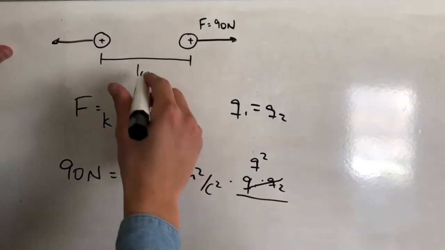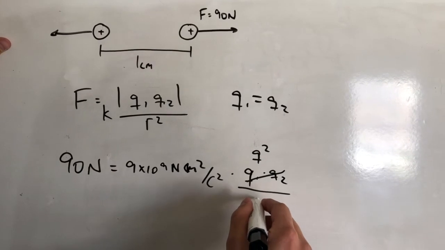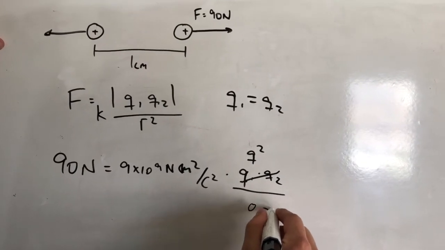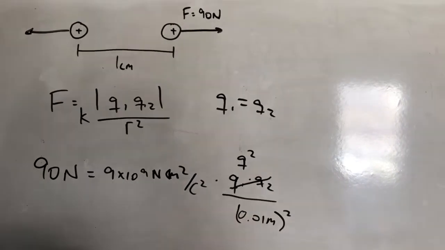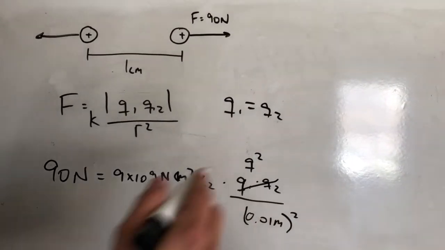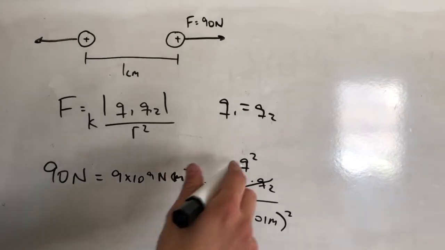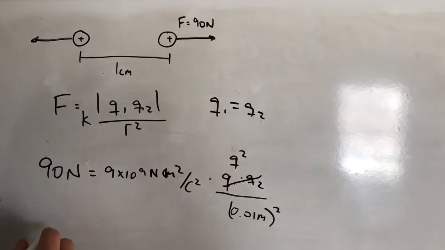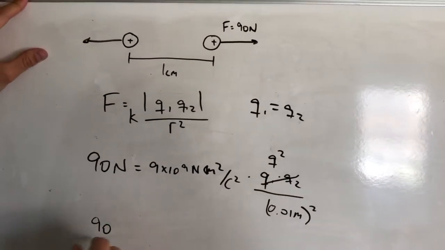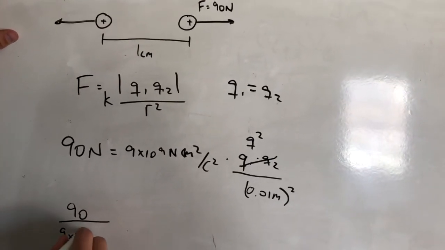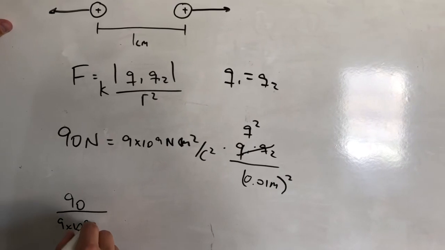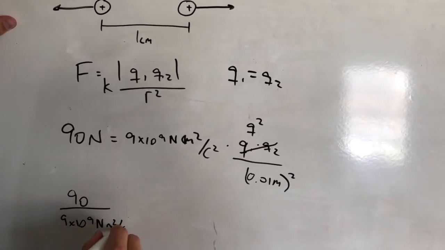So we want to change that into meters. So we have 0.01 meters. We're going to square that. And so in solving for this problem, we're going to want to solve for Q here. So we have 90 divided by 9 times 10 to the 9 newtons meters squared over coulomb squared.